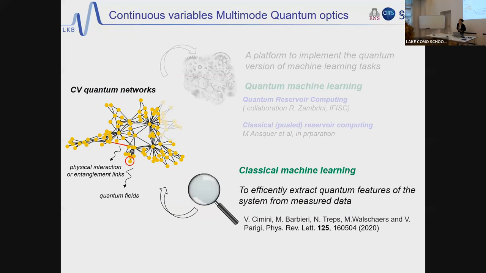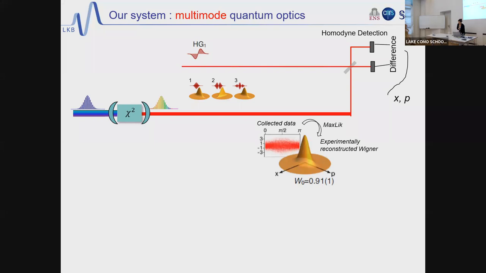I'm not going to the last one because it's better to take time for questions. I just want to say that we are very much interested in classical machine learning techniques to test our quantum states. I'll give you one slide on what I mean. As long as we use this system and make measurements, we have Gaussian states of light, meaning that the Wigner function is Gaussian.